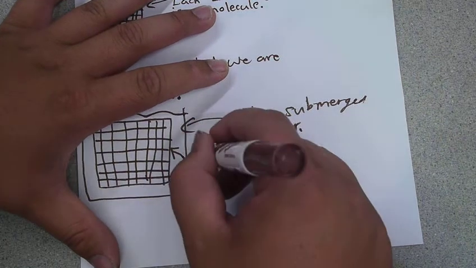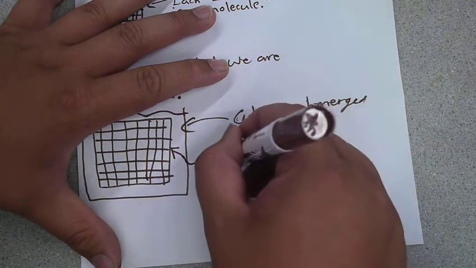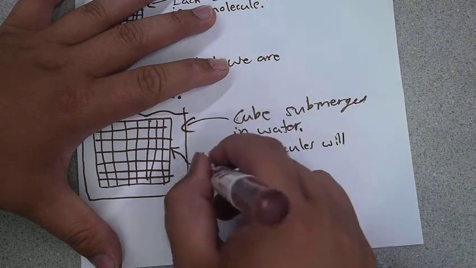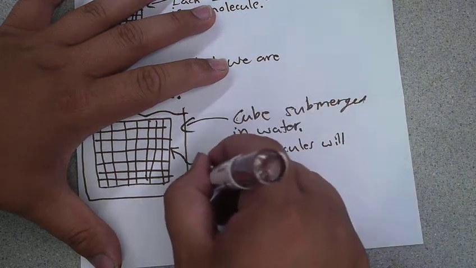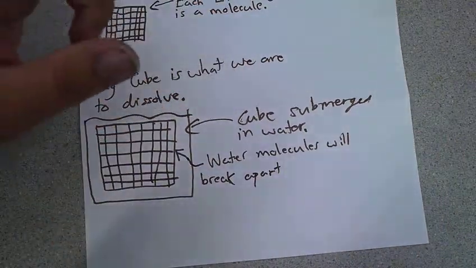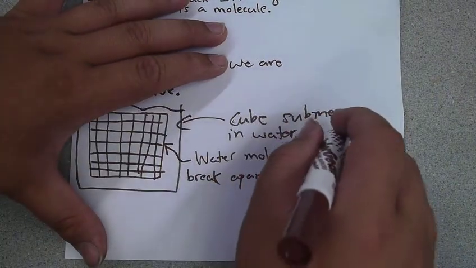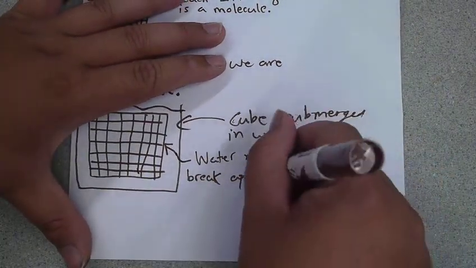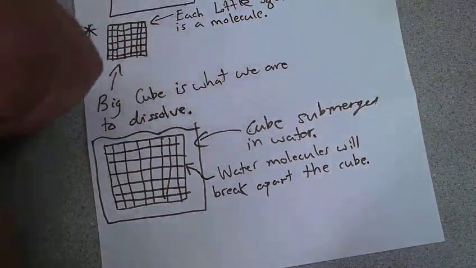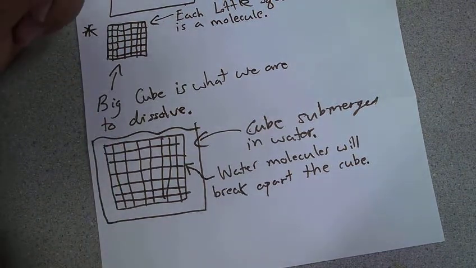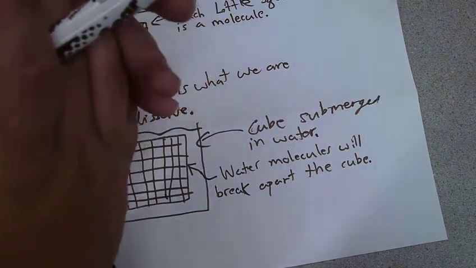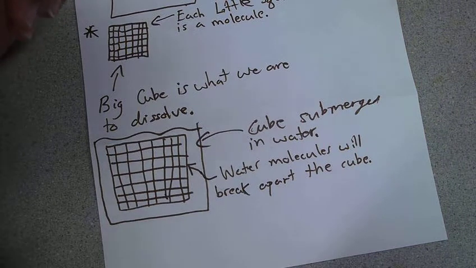So let's write that here. Water molecules will break apart the cube. And really this is kind of a crystal, I suppose, but we'll just continue using the word cube since that's what we've already used. When that happens, as long as it does break apart evenly, the molecules of this giant crystal will be evenly distributed throughout the solution.